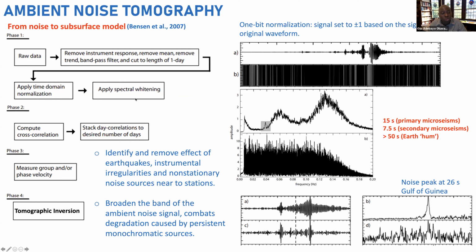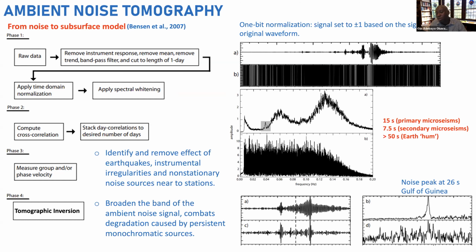And then you need to correct your data. So you apply spectral whitening to broaden the frequency spectrum out. And when you apply that, then you have a signal that is well broadened in frequency spectrum like this.